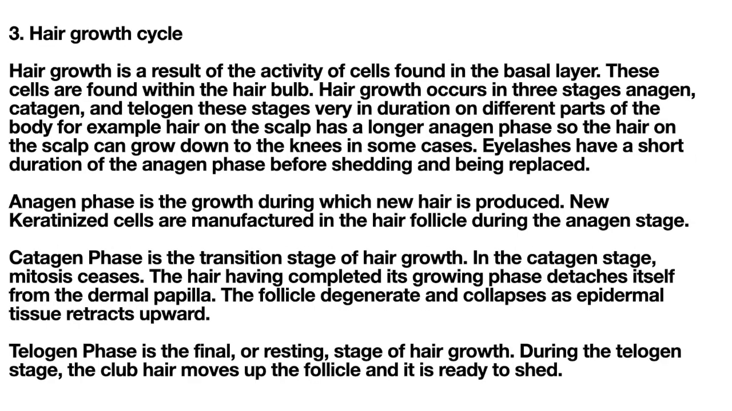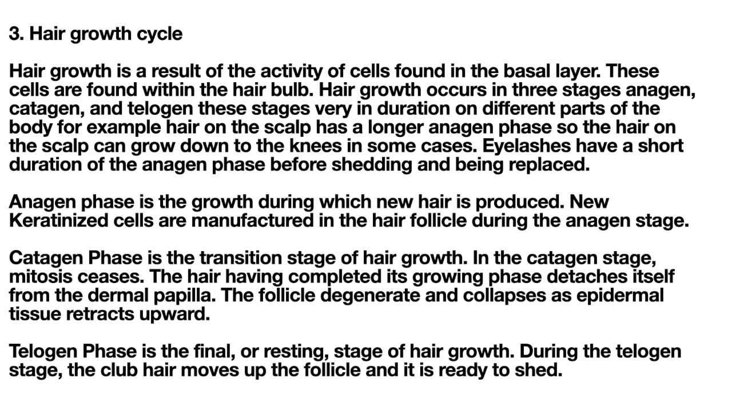Hair growth cycle. Hair growth is a result of the activity of cells found in the basal layer. These cells are found within the hair bulb. Hair growth occurs in three stages: Anagen, Catagen, and Telogen. These stages vary in duration on different parts of the body. For example, hair on the scalp has a longer Anagen phase, so the hair on the scalp can grow down to the knees in some cases. Eyelashes have a short duration of the Anagen phase before shedding and being replaced.